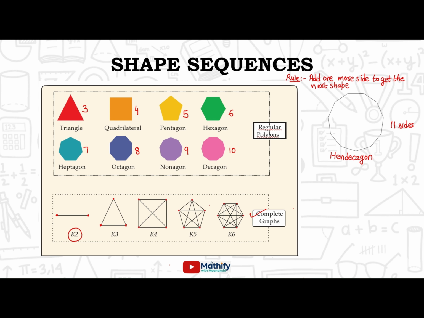So in a complete graph, every point is connected to every other point with a line. Yes. Now, in K2 we have 2 points. So here 2 means the number of points. Then in K3 we have 3 points, in K4 we have 4 points, in K5 we have 5 points, and in K6 we have 6 points. That means if you want to draw K7, then what will you do?